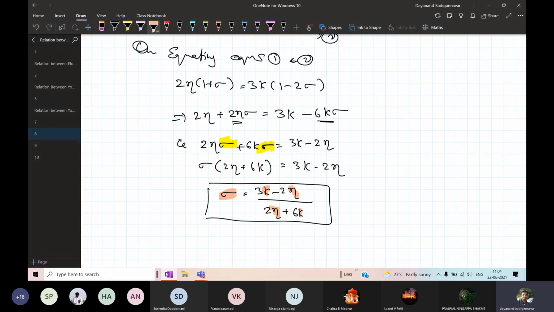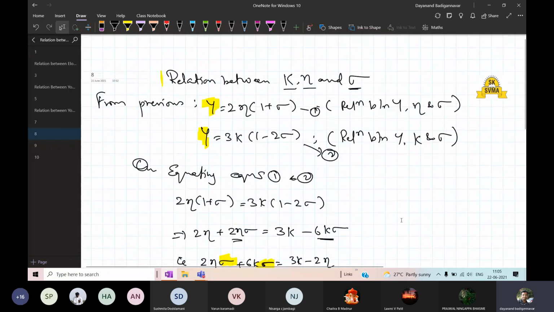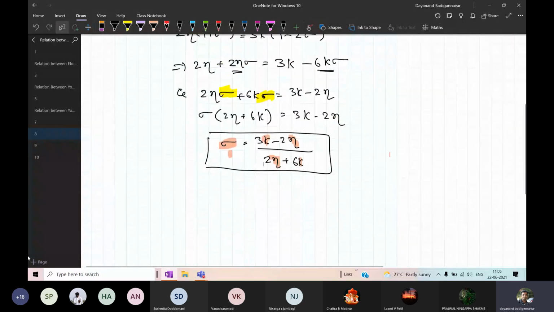Now, there is no necessity of mugging it up. Usually you don't get it, but you should know. Sometimes they will ask you to evaluate the value of this sigma, not always. Therefore, you should know these values. To evaluate this, you should calculate k and eta. If you know these values, you can calculate the Poisson's ratio. Sometimes they may give you. So this is for your reference.